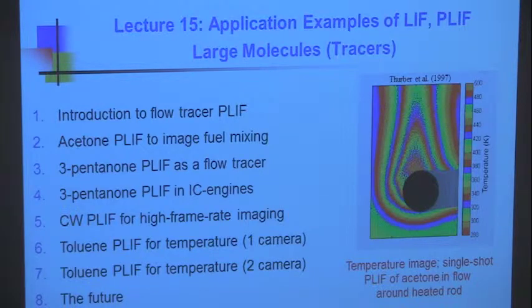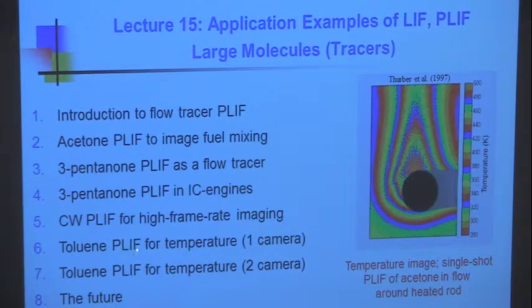I've always been interested in trying to do CW PLIF so that we could go at really high speeds. We now have high-speed cameras, but you got to have a high-speed laser, and they can be expensive. So can we possibly do this with a continuous power? And then we got interested in toluene. Toluene is an aromatic compound, different chemical structure. It turns out that toluene has some virtues.